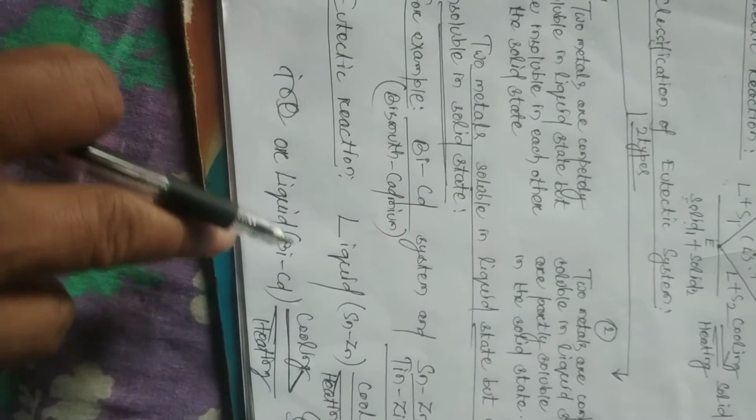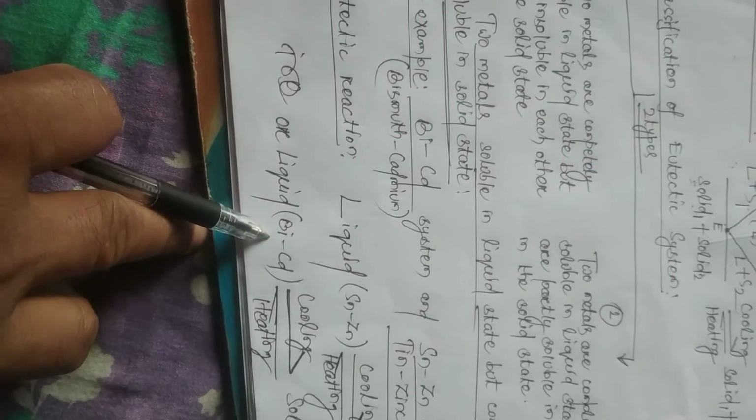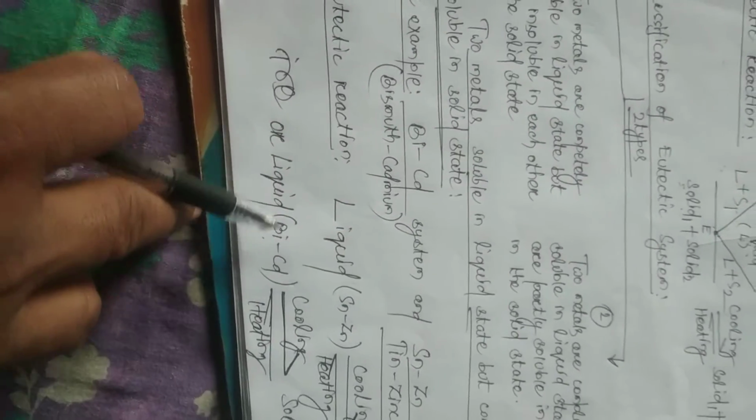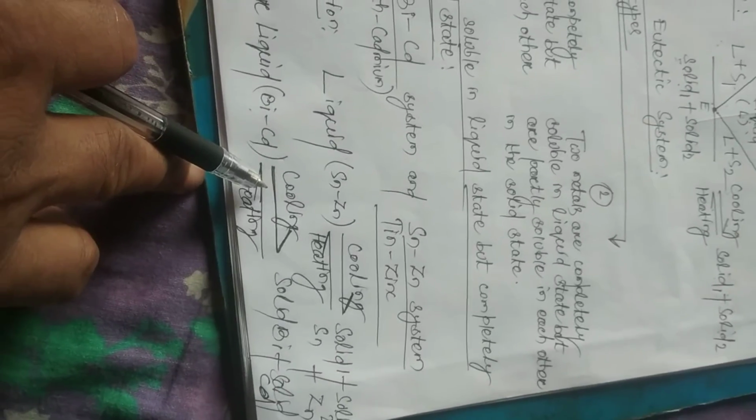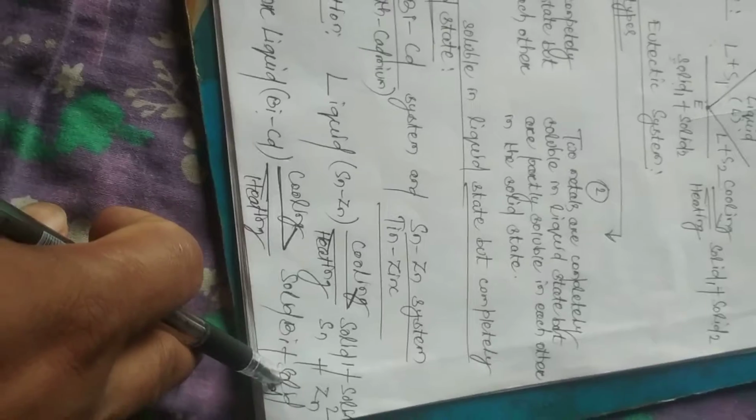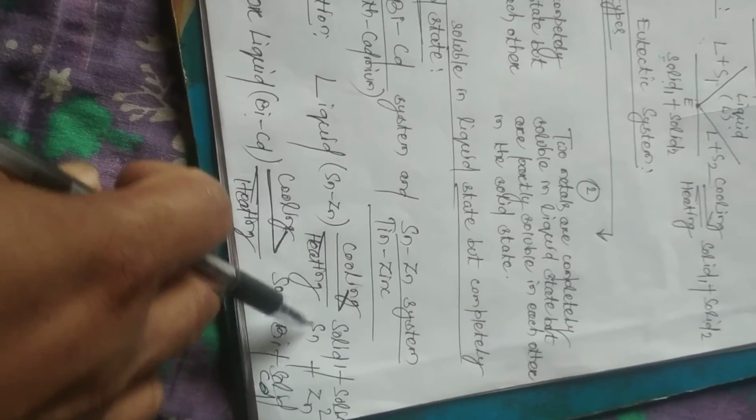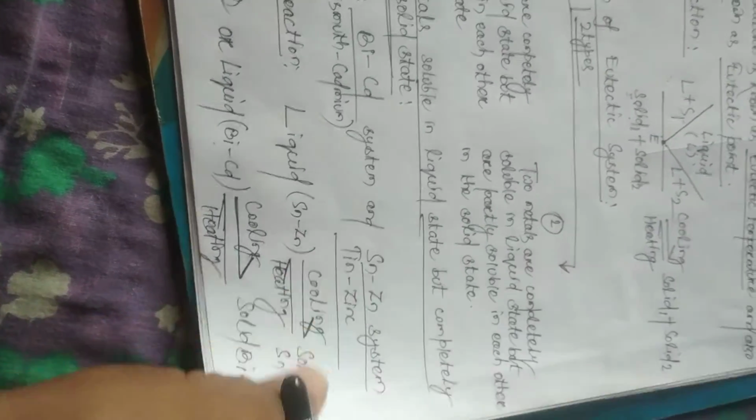Similarly, I am giving another example, bismuth and cadmium. When we provide heat to bismuth and cadmium above the melting temperature, both are completely soluble in the liquid state. When the cooling process starts, we get two new solids, solid bismuth and solid cadmium, and it is the alloy of bismuth and cadmium.